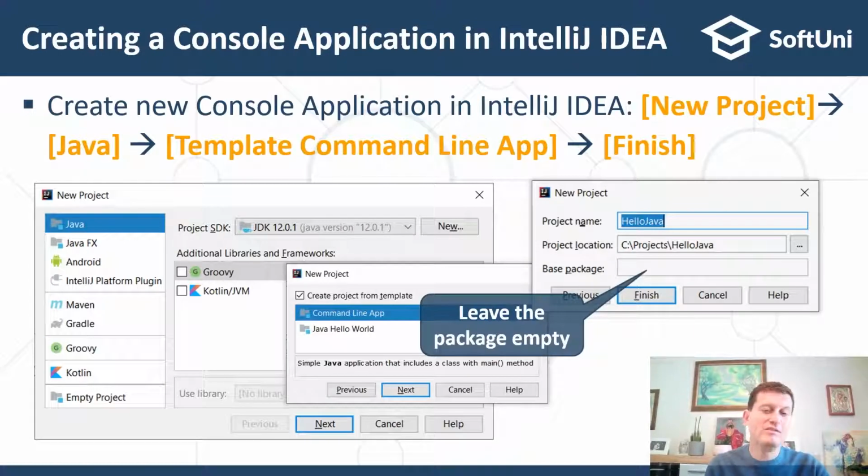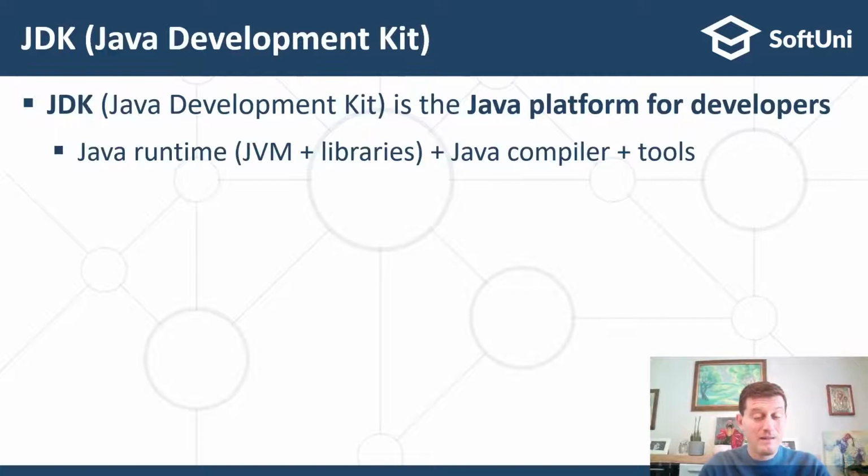We usually leave this package empty. Packages are used when your whole project is big, for example, 10,000 lines of code, and you need to split it into packages. Let's say a few words about JDK.